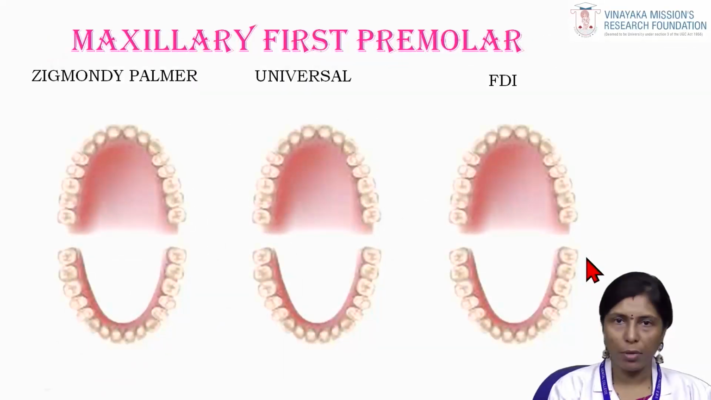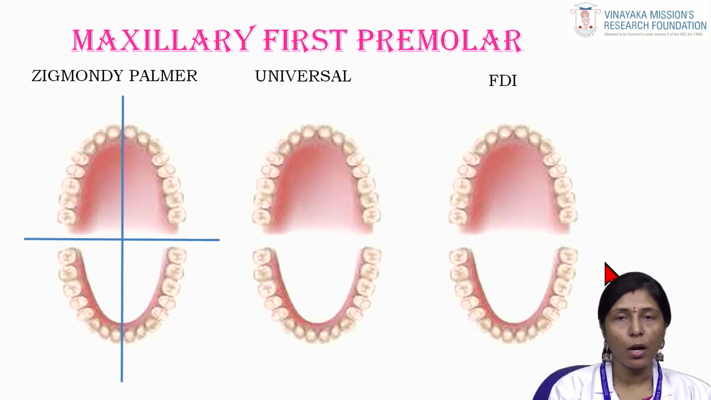Coming to tooth numbering system, there are 3 different types of teeth numbering system: Zsigmondy-Palmer notation, universal system, and FDI system or 2-digit system, Federation Dentaire Internationale system. So in Zsigmondy-Palmer system, how do we number the teeth? In Zsigmondy-Palmer system, you divide the dentition into upper and lower half, right? So maxilla, mandible, and right and left side.